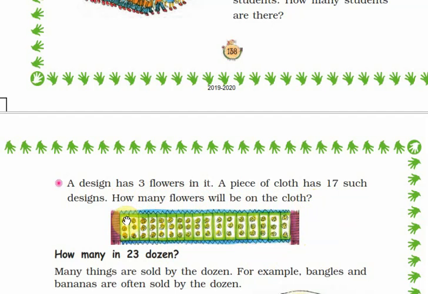You can see here in one design there are 3 flowers. Likewise, how many designs are there? There are 17 designs, 1, 2, 3 up to 17. So we have to find out the total number of flowers. For that, we have to multiply 17 and 3. So let us see.